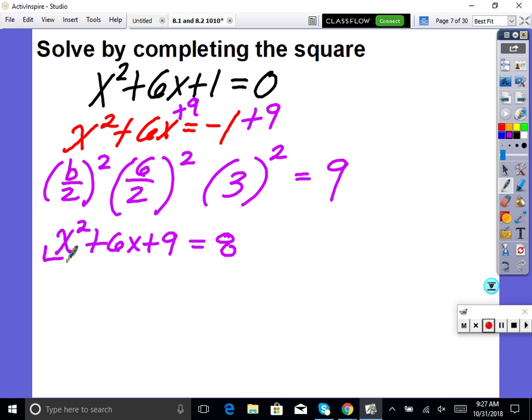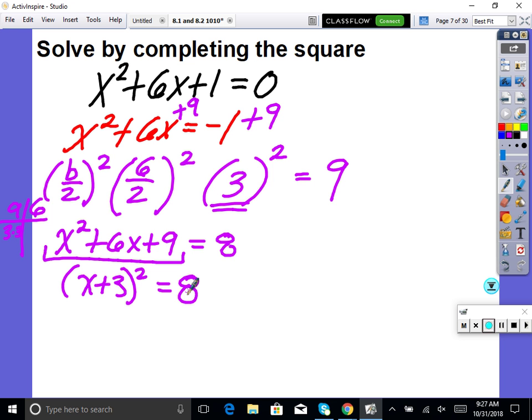Now we could do the old school factoring, what multiplies to be 9 and adds up to be 6, 3 times 3, or we could use our trick. Isn't this positive 3? So it factors to be x plus 3 squared, and that's equal to 8. Now we've written it in a form that we can just simply square root both sides. Pretty easy, right? In Sec 2, this blows people's minds. They're like, whoa, this is so hard. And it's funny looking back.